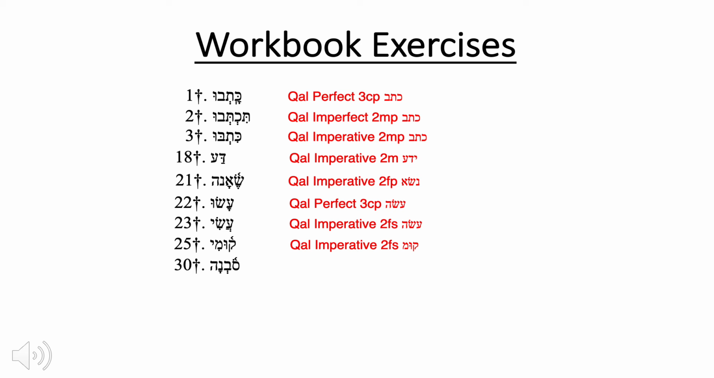In this case, with the hireq yod ending and the tav preformative, it is an imperfect. However, the imperfect has dropped the tav, leaving the imperative, which is based off of the imperfect. Hence we get kumi. Well then, last but not least, what about number 30? How do we parse this one?